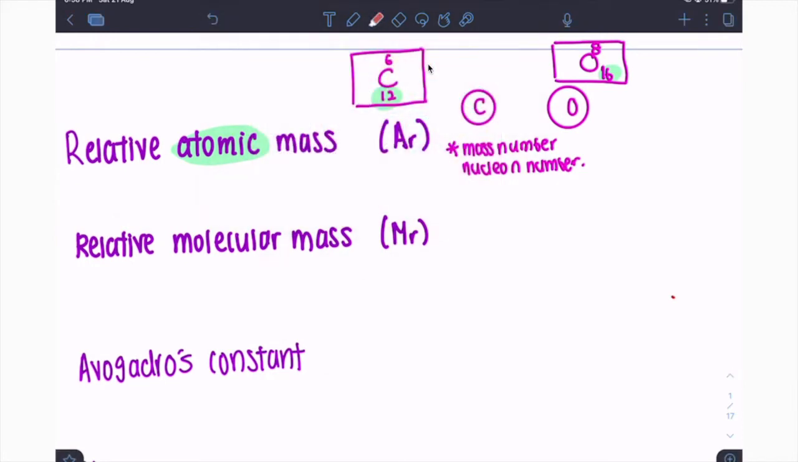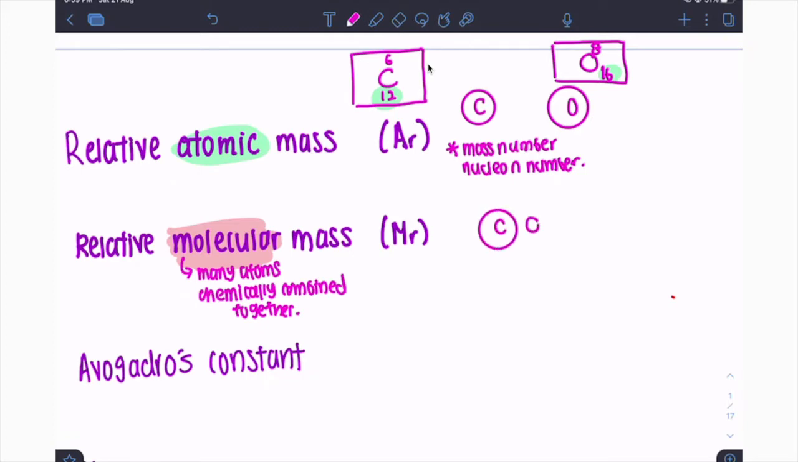Now this is different from the relative molecular mass. As its name suggests, we are talking about molecules. In lower sec, you've already learned the difference between atoms and molecules. Basically, molecules refer to many atoms chemically combined together. So when I'm talking about relative molecular mass, I'll not be looking at just a single carbon atom. I will be looking at the atoms chemically bonded together.